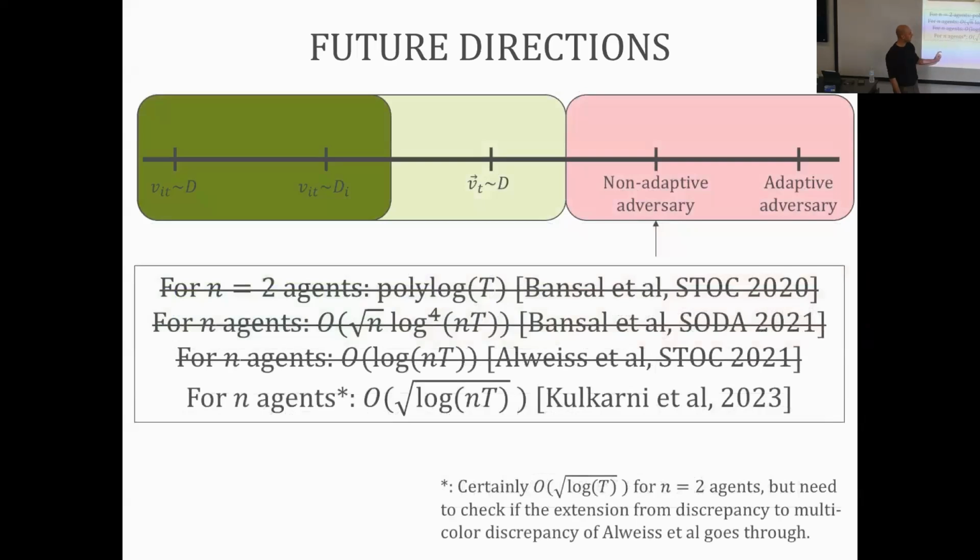I have an asterisk because I found out about this result last week. They prove this for two agents, they prove this for discrepancy, which implies NV guarantees for two agents. I'm almost sure, but not 100% sure. These people give a reduction from discrepancy, or an extension from discrepancy to multicolor. I think they go through, which would give me my result, but I don't know for sure. Okay, if it's not true, don't kill me.